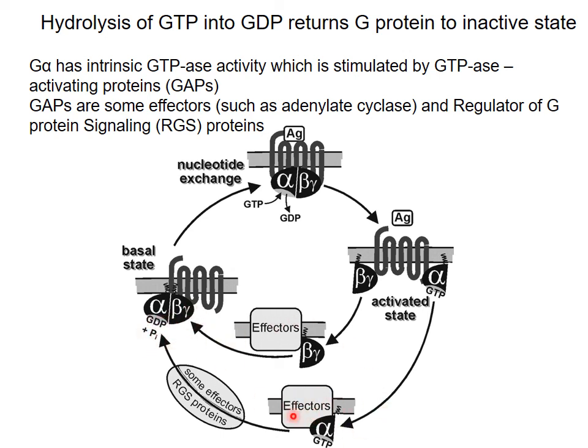In addition to some effectors activating this, there are proteins called RGS. This stands for regulator of G protein signaling proteins, which can enhance this GTPase activity and then lead to the faster decrease from GTP into GDP. And that way turn the G proteins into the inactive state.